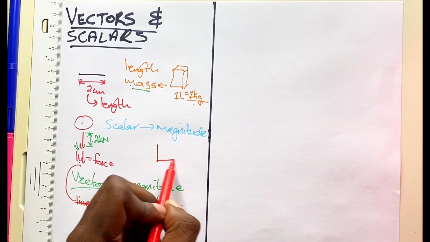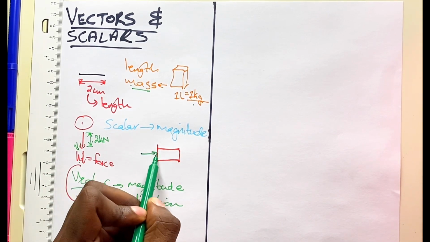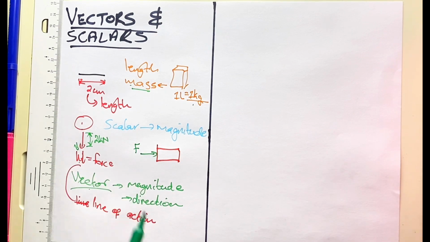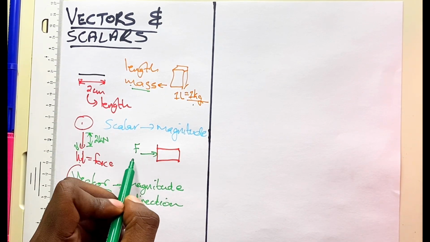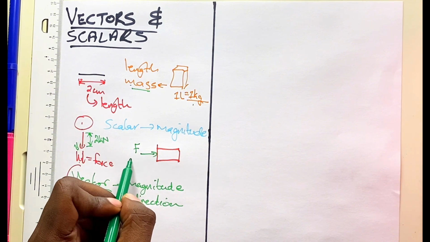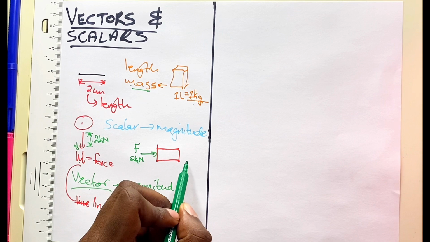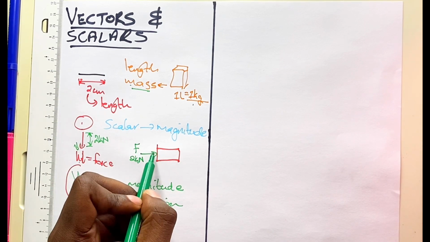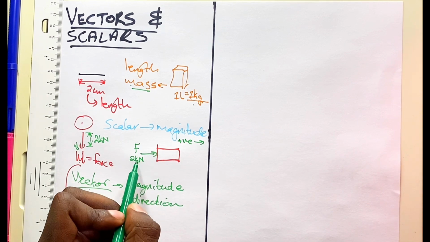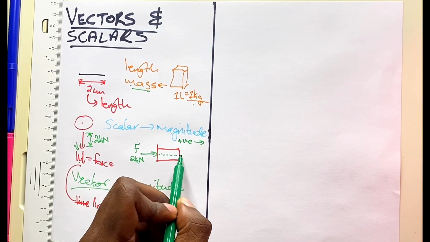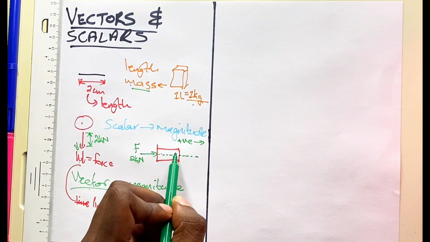So if you have a box and you start to push that box with a certain force F, that force will have a certain magnitude, let's say 2 kilonewtons, acting to the right. The direction is to the right. Let's say your right is positive. Now, this direction that it's acting upon follows a line of action.